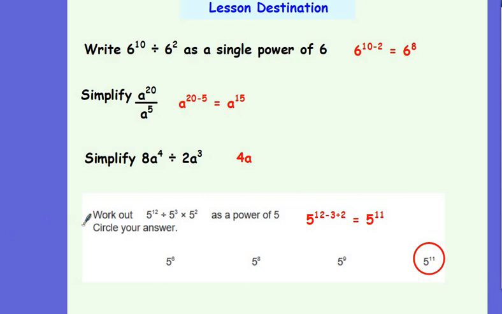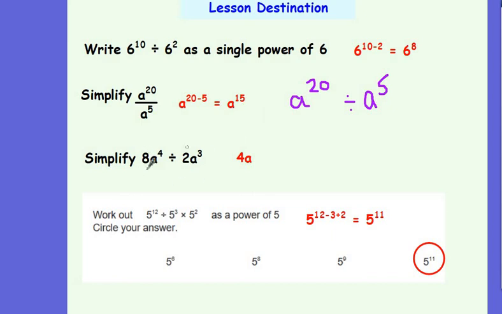And these are the answers. Please check your work and see how you did. For the first one, we were just subtracting our indices. For the second one, that's exactly the same as if I'd asked you what's a to the power of 20 divided by a to the power of 5. So we just use our index law.